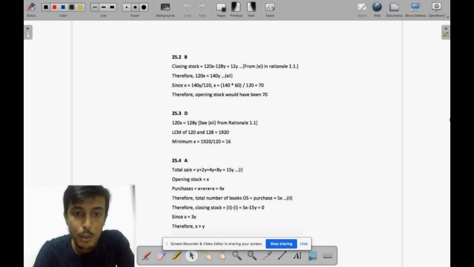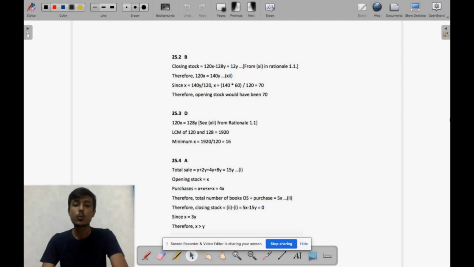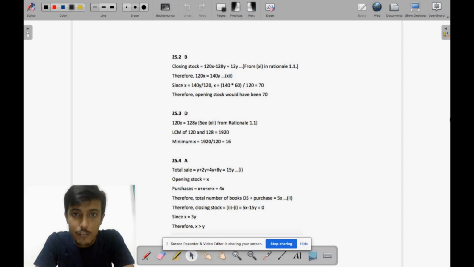So x will be equal to what? 140y by 120. And what was the value of y we derived in the first question? 60. So we put that value of y here. So as you can see, x is equal to 140 into 60 divided by 120. Therefore, the opening stock would have been 70. Exactly.